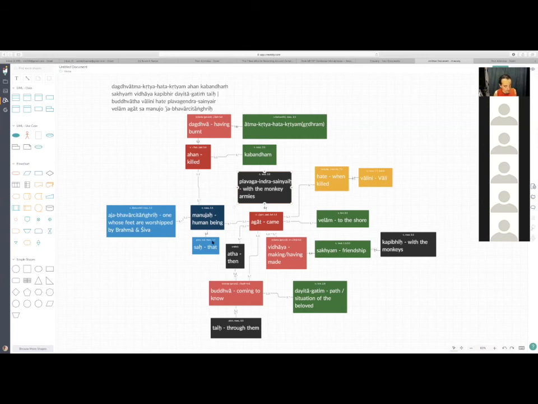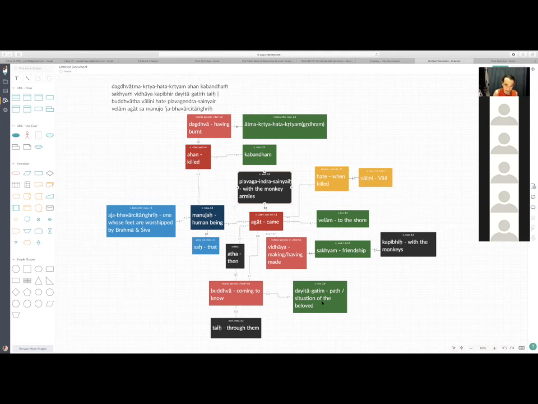Then, thus he performed the funeral ceremony of Jatayu, who was killed by Ravana. Without going into much detail, that is Dagdva Atma Kritya Hatakrityam. The Lord then killed the demon named Kabandha, Ahan Kabandham. And after making friends with the monkey chiefs, Vidhaya Sakyam Kapibhihi, killing Vali, Hate Valini, and arranging for the deliverance of Mother Sita, Buddha Daitagatim.